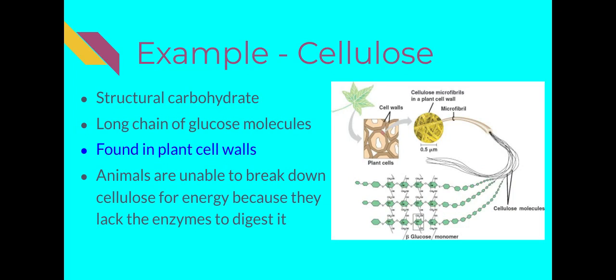Next one is cellulose. This is our last example for carbohydrate. It's a structural carbohydrate. It's a long chain of glucose molecules, much like glycogen and other starches. It's found in plant cell walls. It's what makes plant cell walls rigid. Animals are unable to break down cellulose for energy because they lack enzymes to digest it.